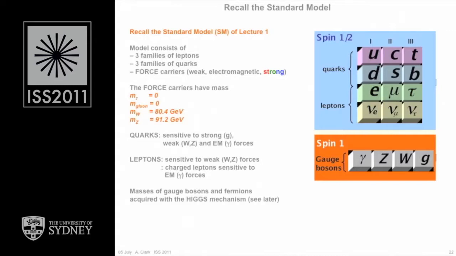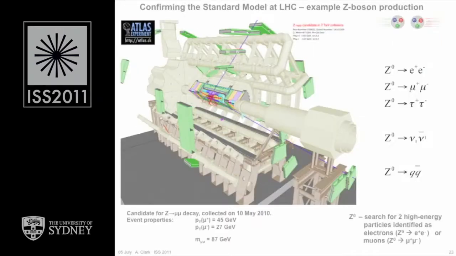And the masses of the gauge bosons and the fermions are acquired, we think, or we postulate, using the Higgs mechanism, and this I discuss in the next section of the talk. And remember that I said yesterday that this is sort of tacked on to the Standard Model. This is what we look at first.